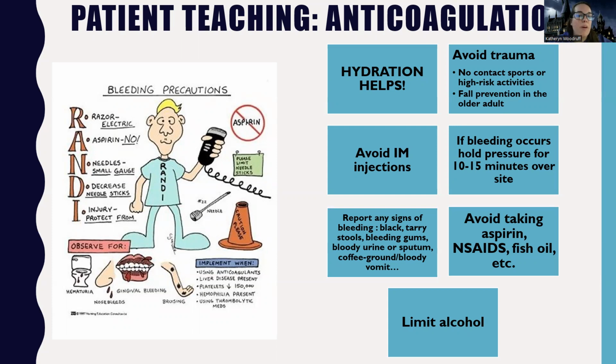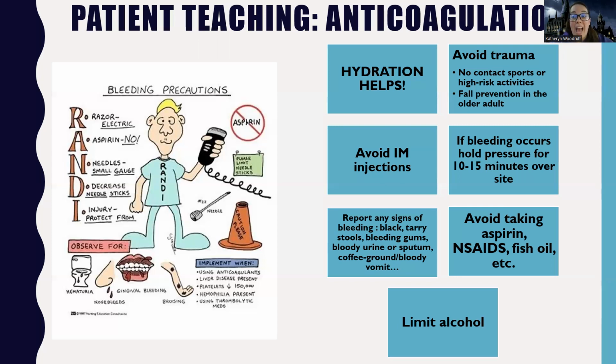We want to have them avoid IM injections. The intramuscular area is very vascular, so we want to avoid giving shots in that area, because they're high risk for bleeding. If bleeding does occur, they should hold pressure for 10 to 15 minutes over the site. They should avoid taking things that are going to decrease their coagulation or make them more likely to bleed, like aspirin and NSAIDs, which are antiplatelets and will make that worse. Fish oil, and there's a variety of other meds that can interact and cause worse bleeding.